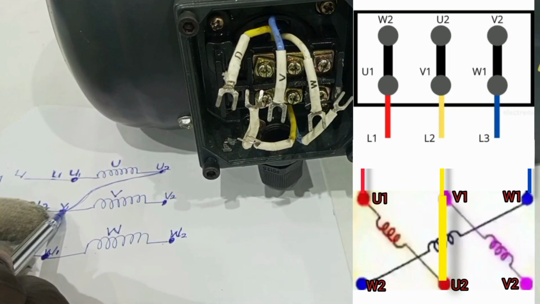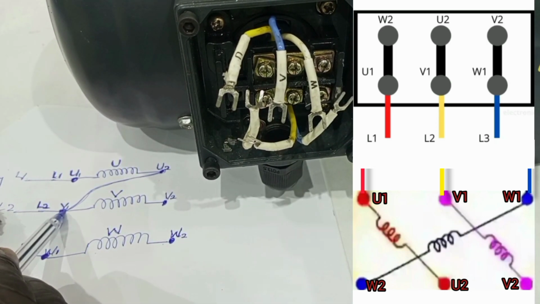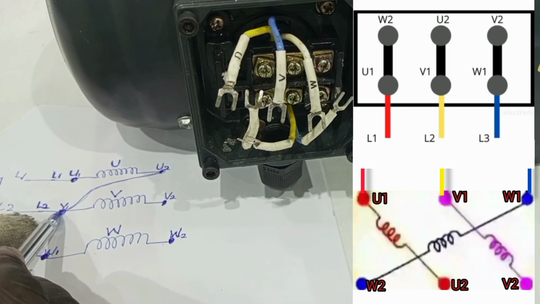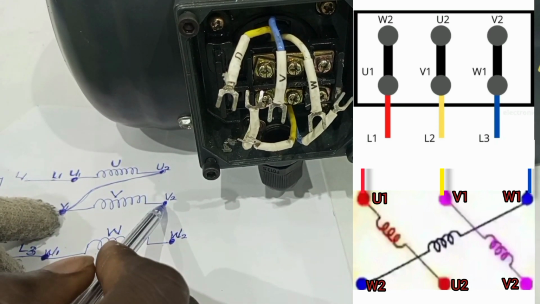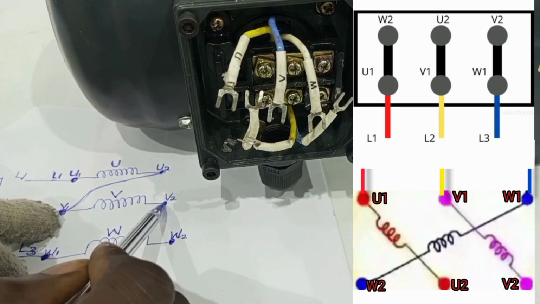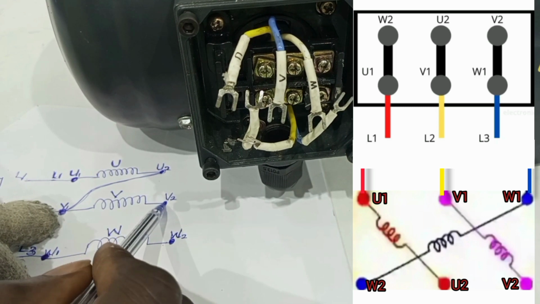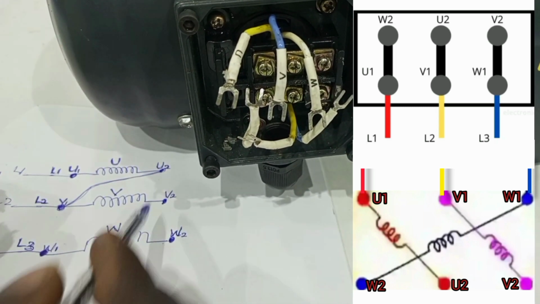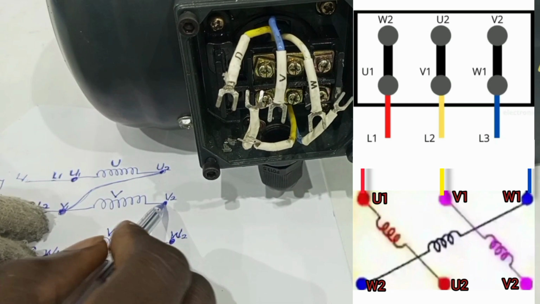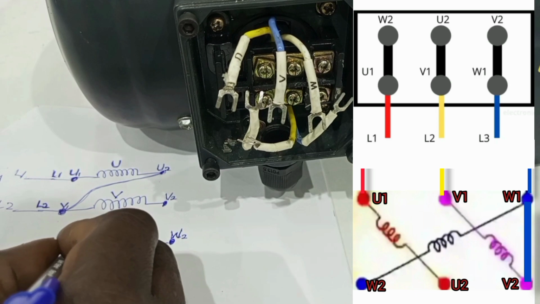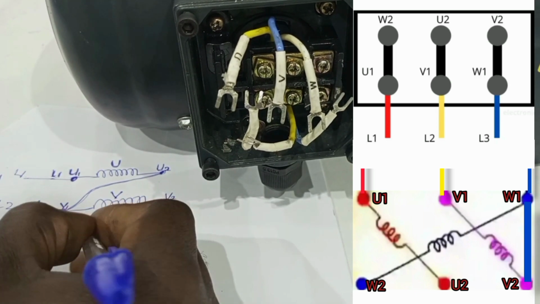So when we come to winding V, already we have the starting point of winding V supplied with L2. And we need a different phase to connect to the finishing point of winding V for winding V to be able to get energized when the supply is closed. And so in this case, we connect the end of winding V to line 3. So here we would have it like this: V2 to line 3.